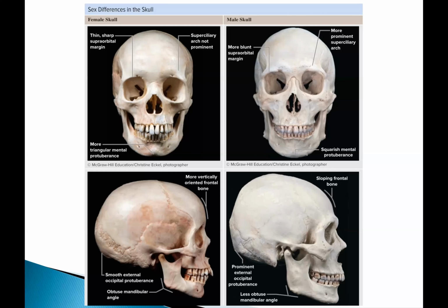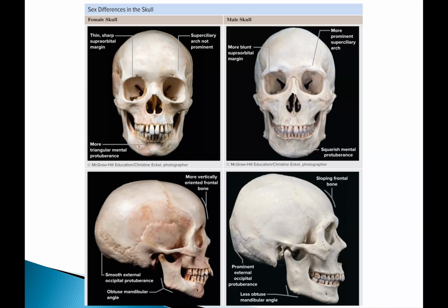So last time we talked about the skull bones. There are 8 skull bones, cranial bones, and 14 facial bones, right? So we know all those, as well as the bone features. One of the things I want to make sure you guys are able to distinguish are the sex differences.